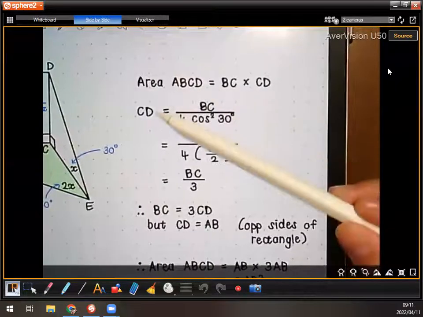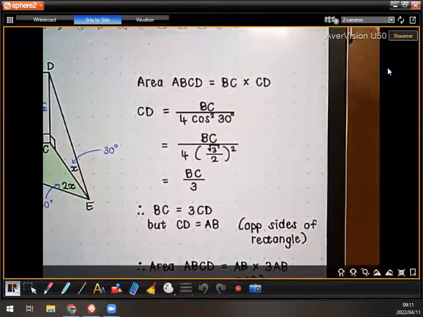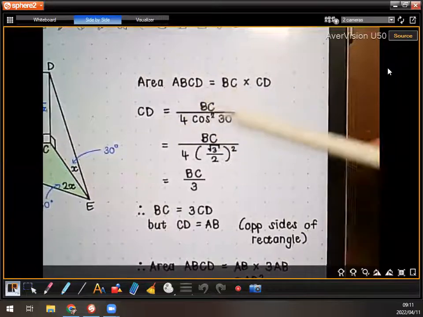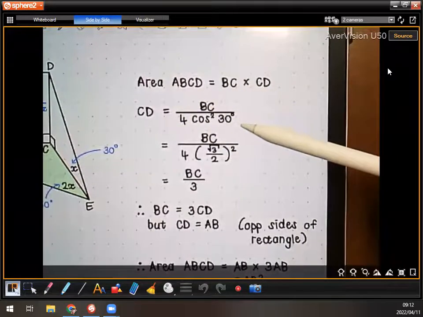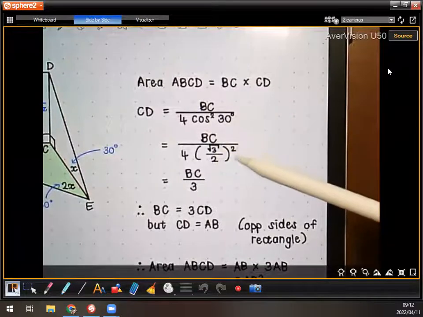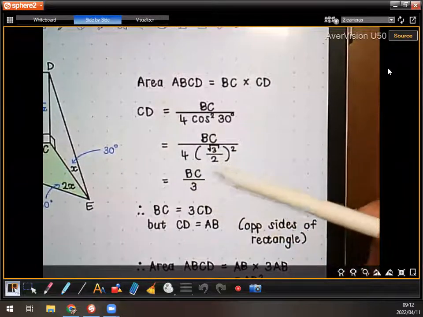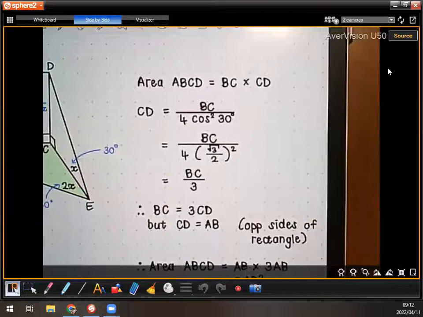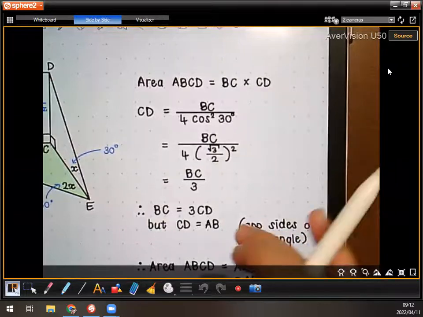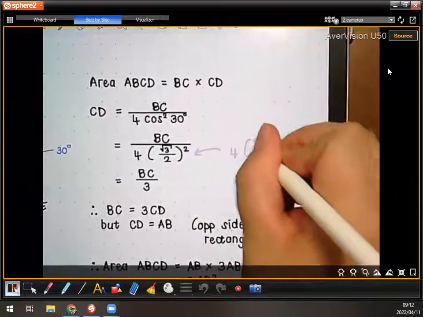So what I did was I used the expression that we got in 7.1 for CD. We proved in 7.1, sorry, that CD is equal to this, right? But now they're telling us that x is 30 degrees. So cos of 30 is root 3 over 2. So cos squared of 30 is root 3 over 2 squared. Right? So if you simplify that, you can actually get that CD is BC over 3. Does that make sense to you guys? Root 3 squared is 3, and 2 squared is 4. Right? So this is actually, if we wanted to put in an extra step, 4 times 3 over 4.